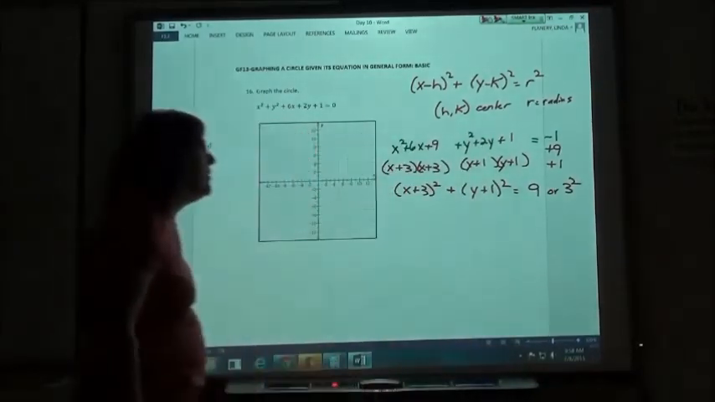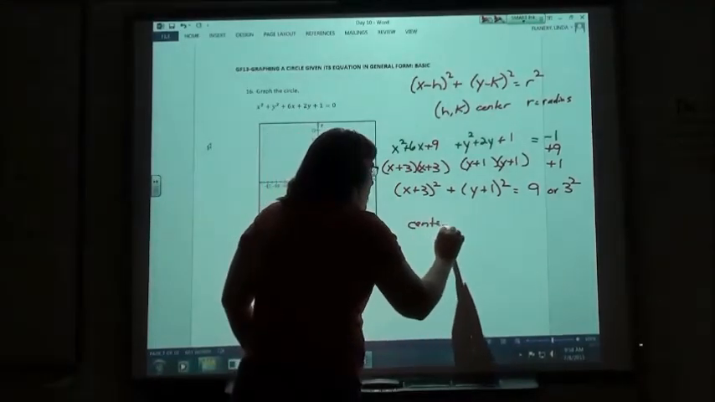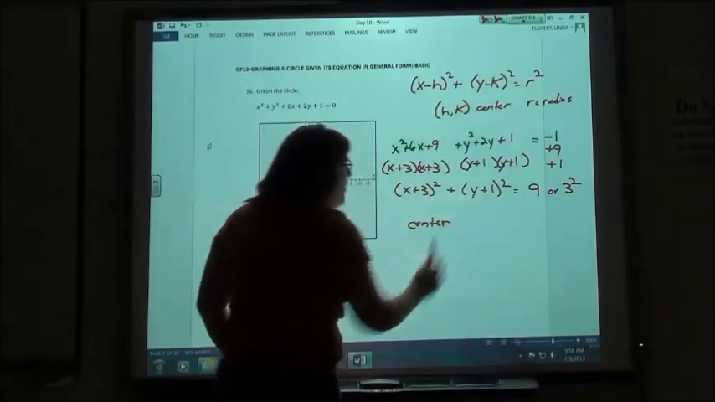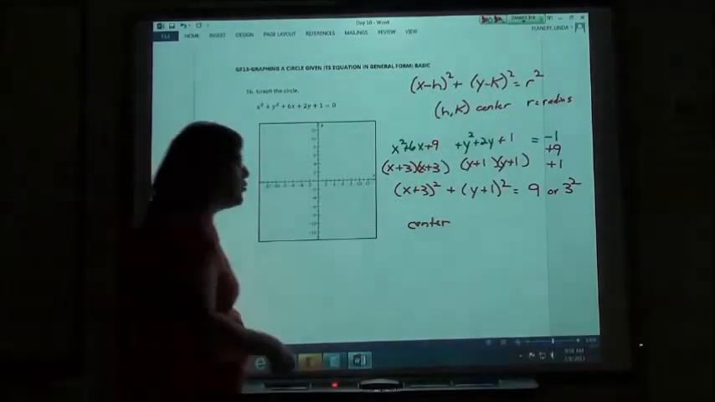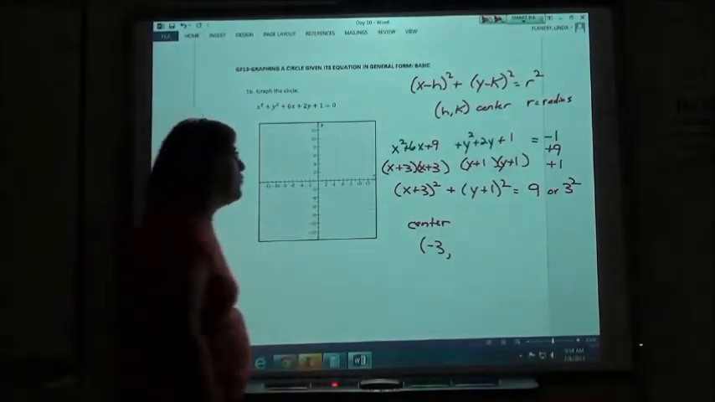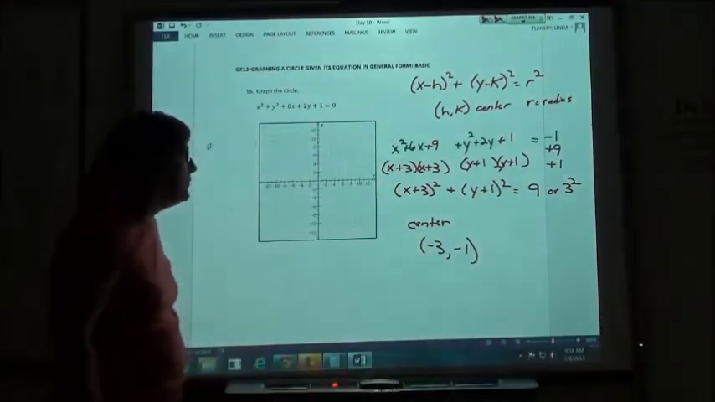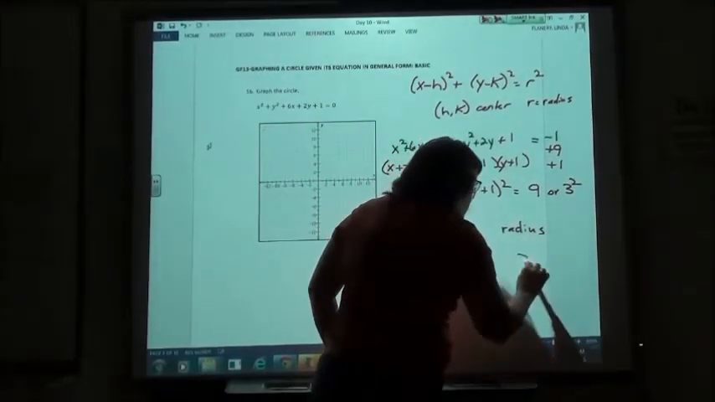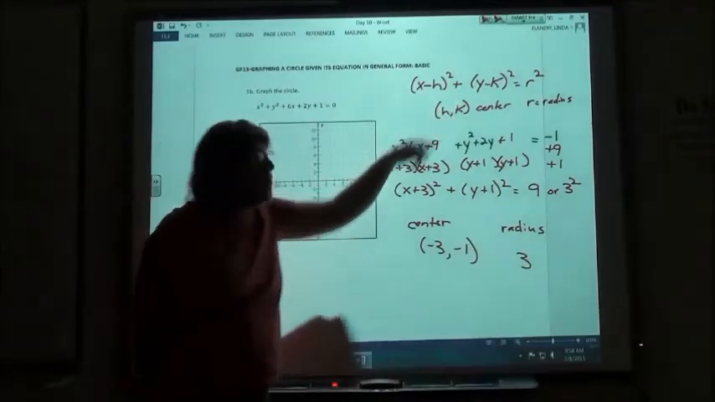as 3 squared, right? So the center of this circle, since I have a minus h and a minus k, actually ends up being the opposites. It'd be like if I took x plus 3 equals 0, I get -3. So the x value of my center is at -3. The y value of my center is at -1. My radius is 3, square root of 9, or 3 squared if I have it in standard form.